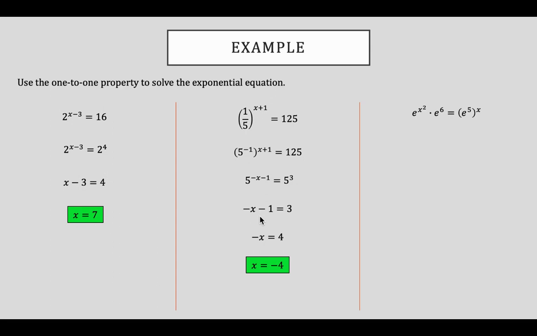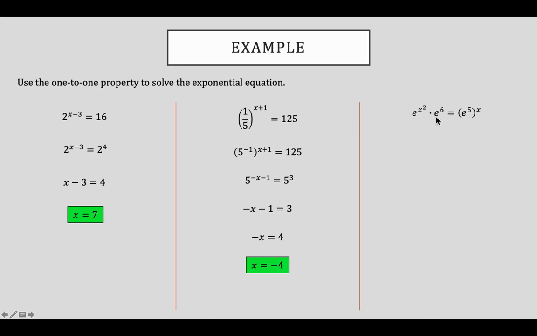We have e to the x squared times e to the 6th power is equal to e to the 5th power raised to the x. In this case, we're going to have to use a couple different properties of exponents. Again, think back to Algebra 2. I can't use the one-to-one property yet because notice that I have two exponential quantities on the left-hand side. And the one-to-one property only works if I have one exponential quantity on each side. But can we combine these somehow?